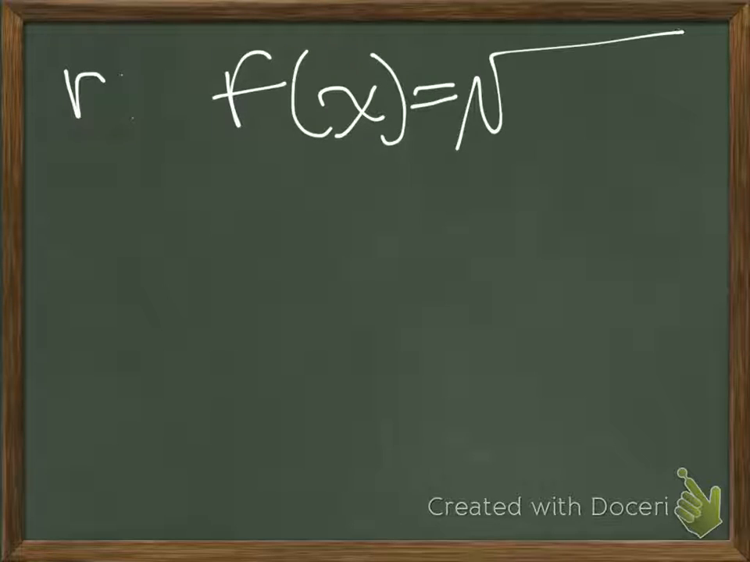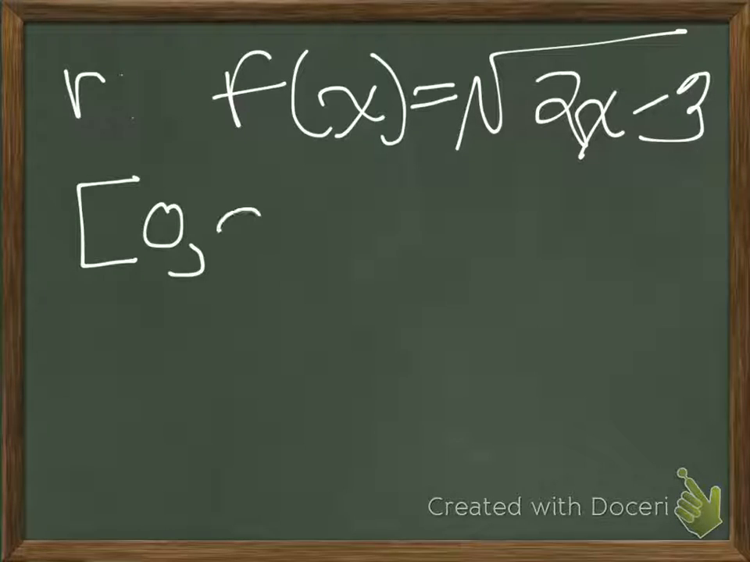Therefore, the range for f of x equals the square root of 2x minus 3 is going to be from 0, including 0, all the way to positive infinity. I can get any kind of value for y as long as it's positive. Let's take a look at another function. We'll do one more.